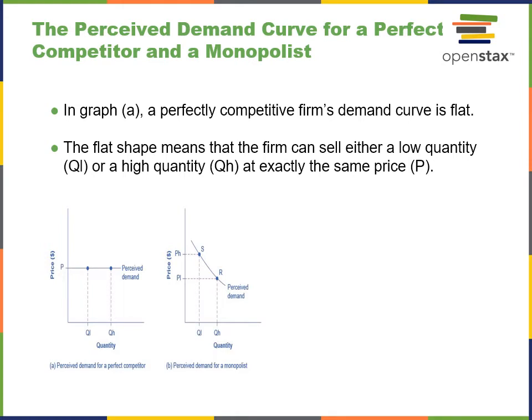This slide shows the difference between the flat curve of a perfect competitor and the sloping demand curve of a monopolist. In a graph, a perfectly competitive firm's demand curve is flat. The flat shape means that the firm can sell either a low quantity or a high quantity, all at exactly the same price. As you remember, perfect competitors' demand curves are always flat.